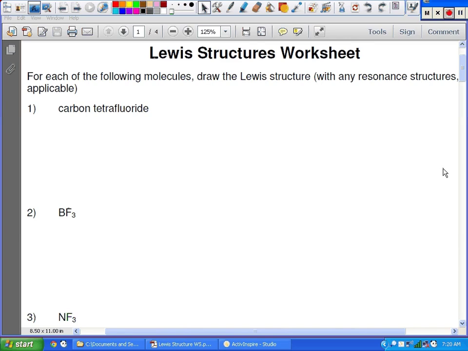What I've decided to do is work as many of these Lewis structure worksheet problems as I possibly can for you guys, since I'm not going to have enough time to cover them in class, so you can actually have them at home to work on. So I'm going to move through these relatively quickly.